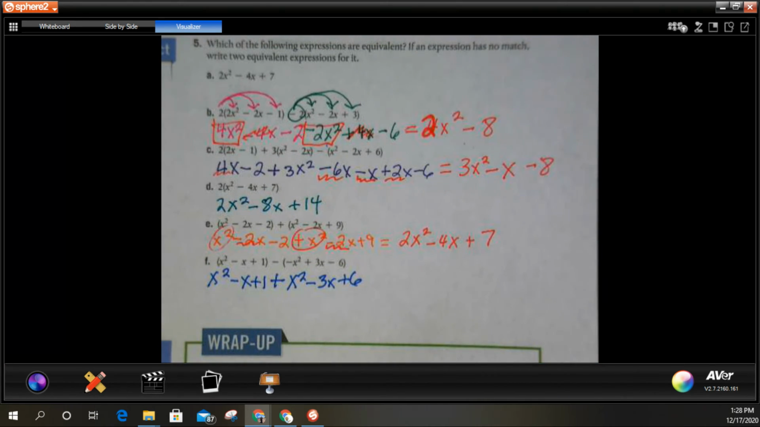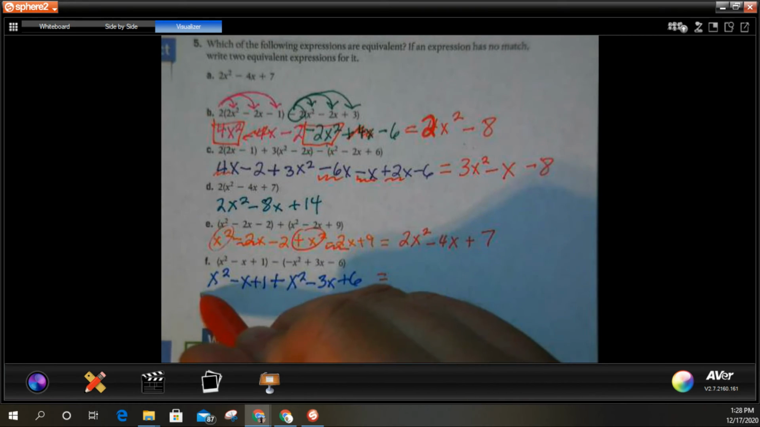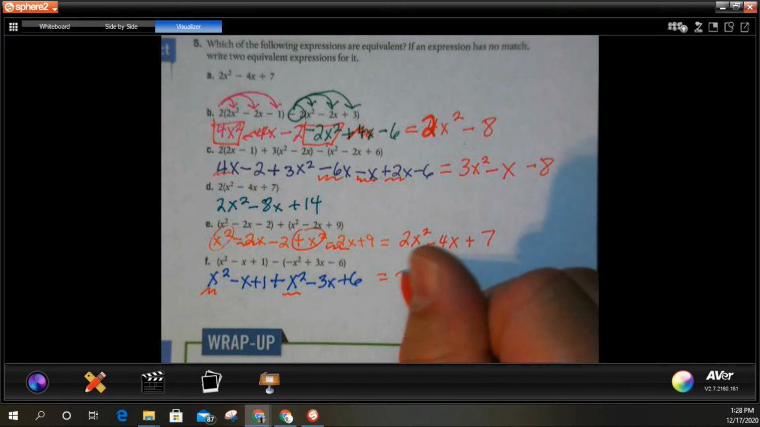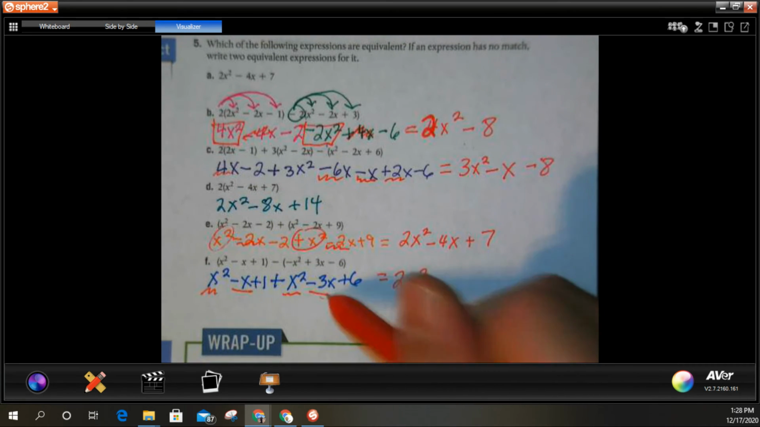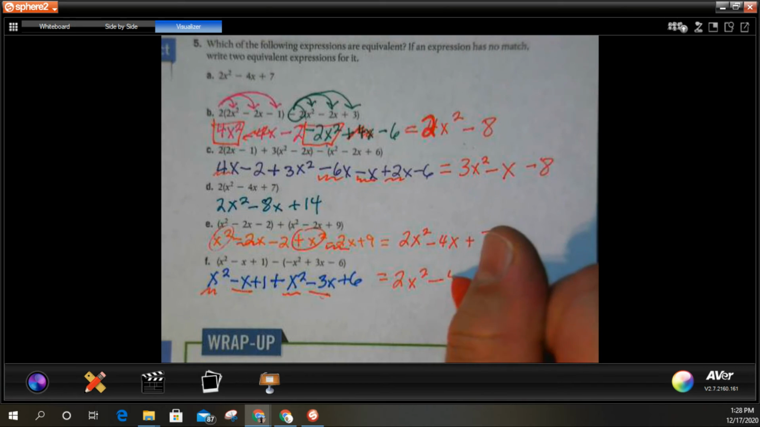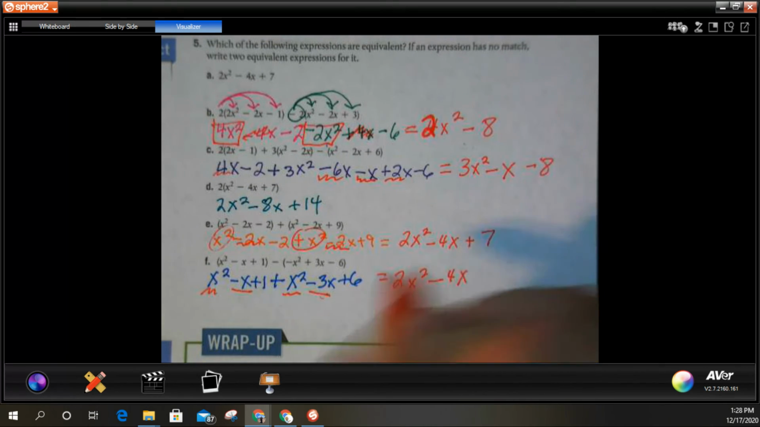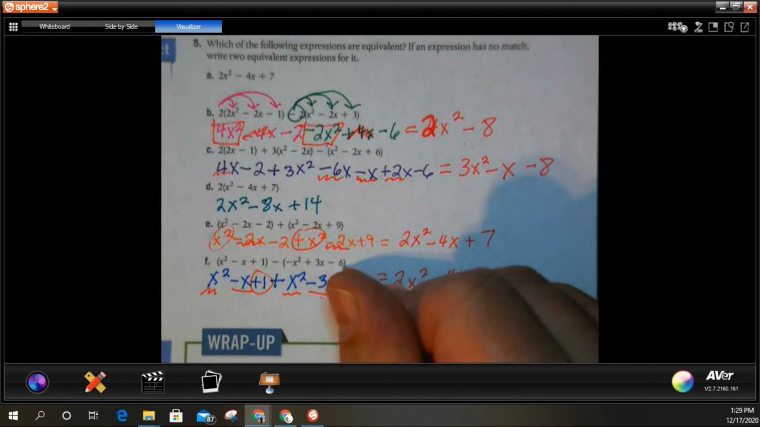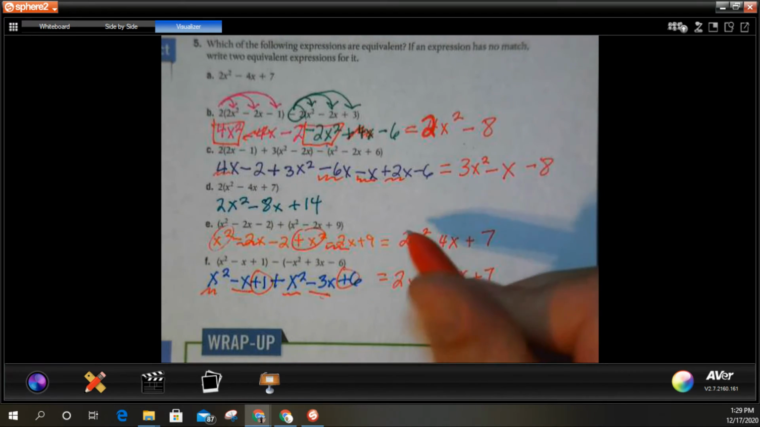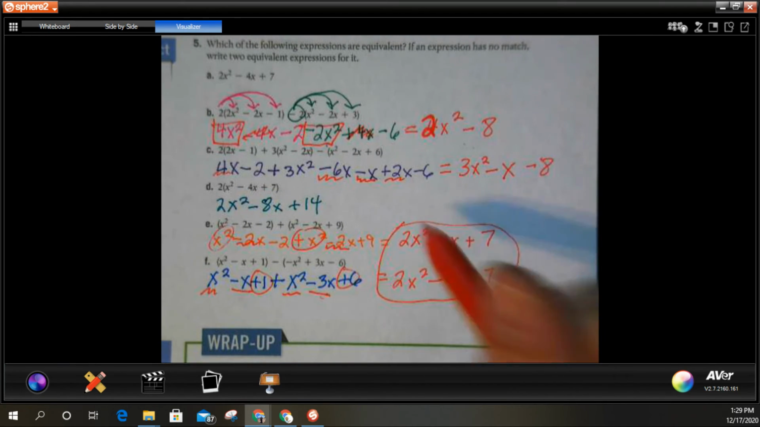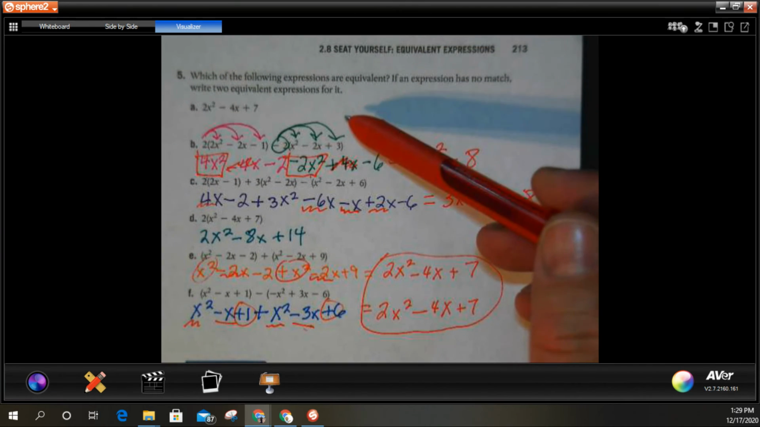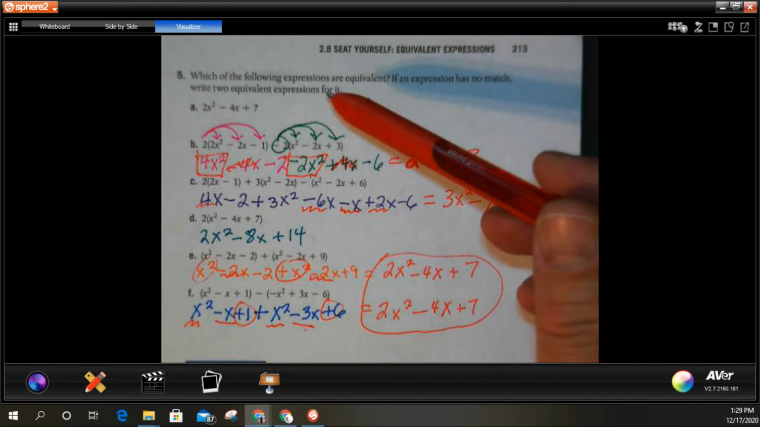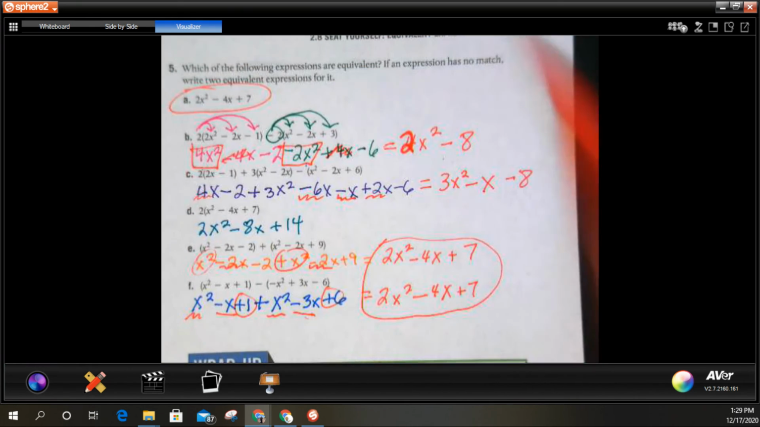2x squared minus 4x plus 7, oh, this one's equivalent with that. 2x squared minus 8, that's not equivalent, and we're supposed to write two equivalent expressions for any that has no match, right? Let's see, these do not have a match. Oh, wait, what's this? 1, 2, 3. Okay, so write two equivalent expressions for it.